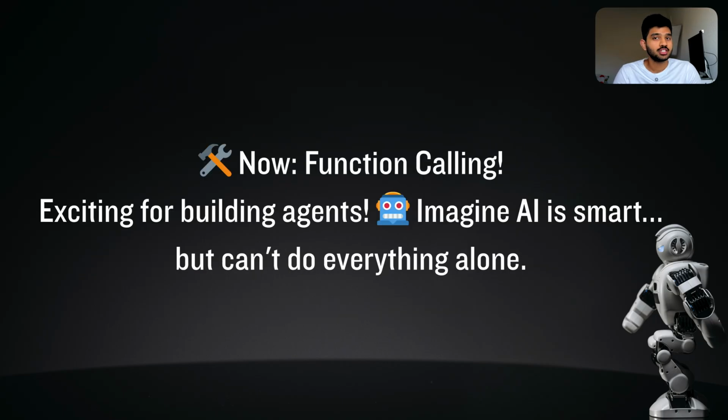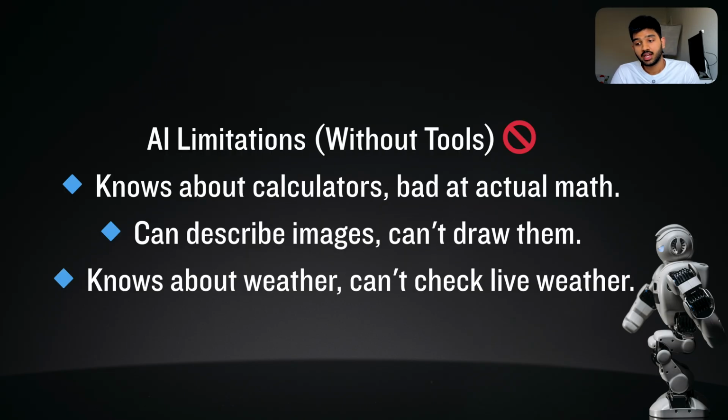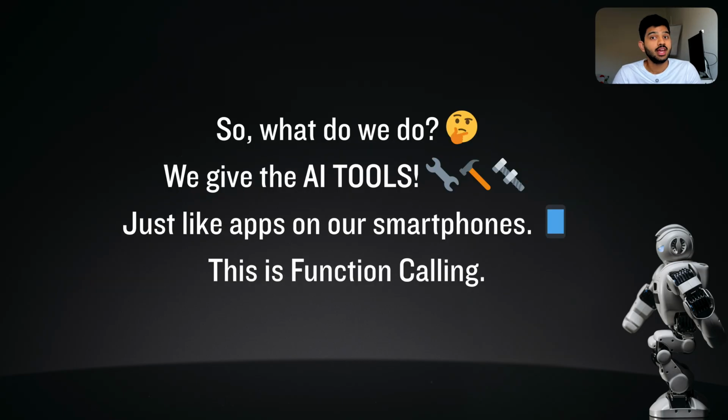Now let's talk about function calling. This one is really important if you are into building AI agents. So imagine AI is smart, but it cannot handle whatever we throw at it. For example, it knows what a calculator is, but it's bad at actual math. It can describe an image, but can't draw one by itself. It knows about weather, but can't check today's weather live. So what do we do? We give the AI tools, just like we give apps to our smartphones. The whole idea is called function calling.